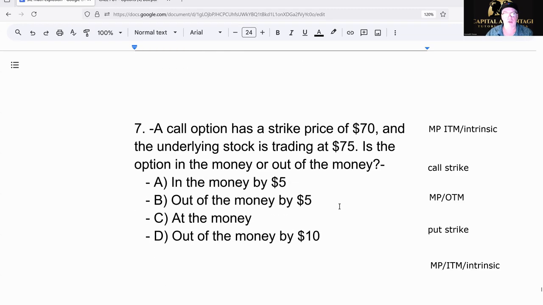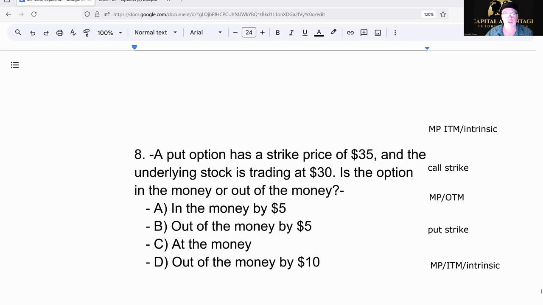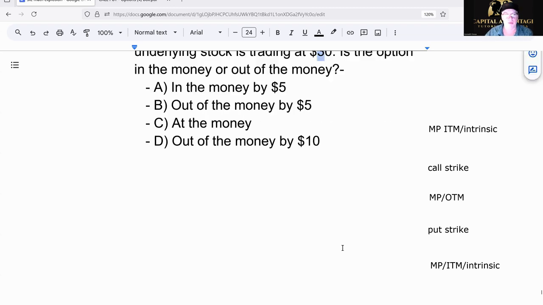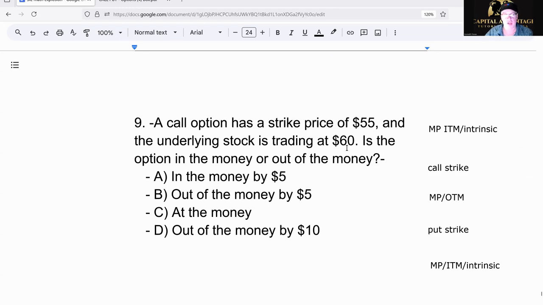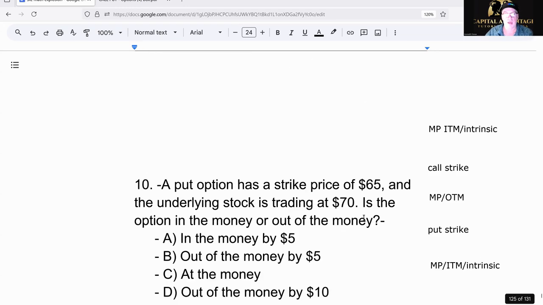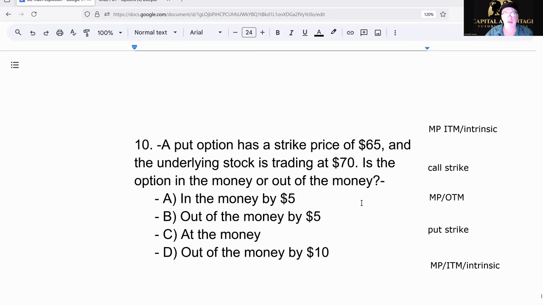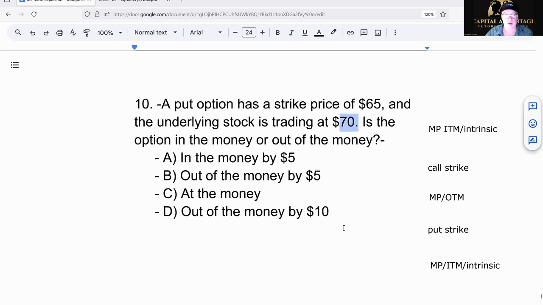A call option has a strike of 70. The stock is above it. So it's in the money by 5. There we go. A put option is strike price at 35. The stock is trading at 30. It's below it. So it's in the money. We're learning. A call has a strike price of 50. The stock is trading at 60. Boom, it's in the money by 5. A put has a strike price of 65, and the underlying stock is at 70. That's above, so it's out of the money by 5.